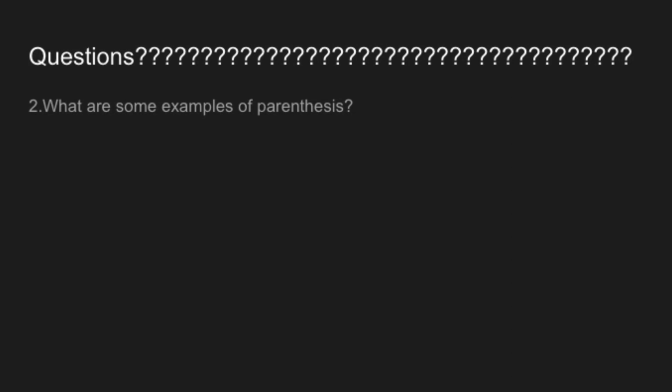Question 2. What are some examples of parentheses? About 1 or 2 will do it. And the last question is, what are 2 symbols of parentheses? Not all of them, not one of them, 2. So it's not necessary that the ones I have listed you need to write, though if you have other ones, comment down below.